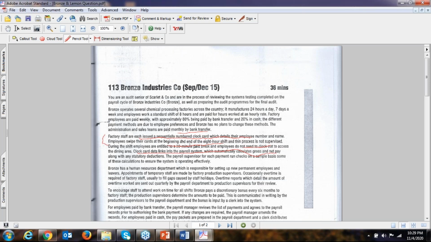Why is it a key control? Now, waiting for the replies from your side. Mention your reply. Hurry up, boys. Hurry up, girls. This is the key control that the clock card data links into the payroll system, which automatically calculates the gross and net pay along with other deductions.